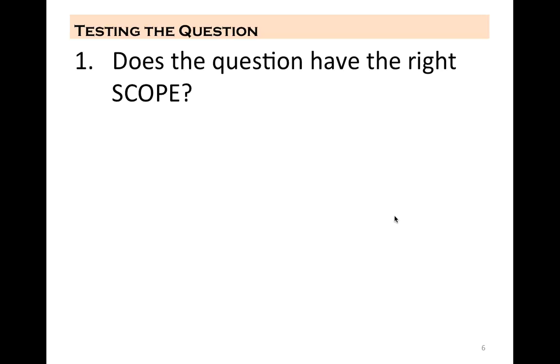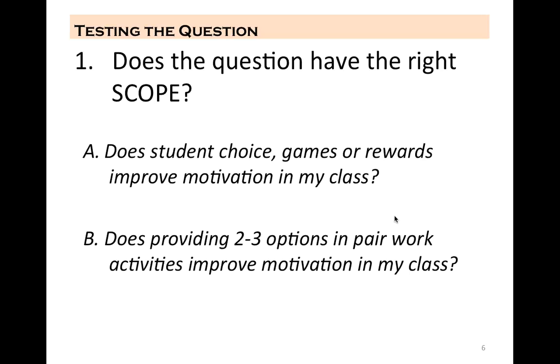Here are 2 research questions. Which one has a good scope? Which one needs improvement in terms of the scope? What do you think? Option B, does providing 2 to 3 options in pair work activities improve motivation in my class? We've circled question B to show that it has a more appropriate scope. What do you think is wrong with question A? Notice this is a specific question regarding scope. It is not an open-ended question.